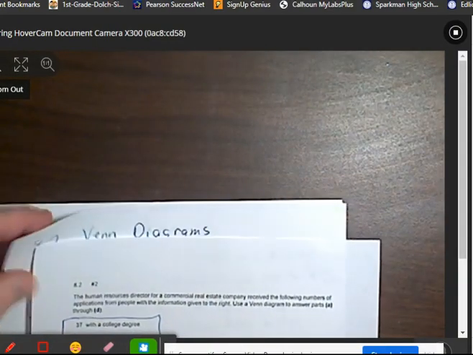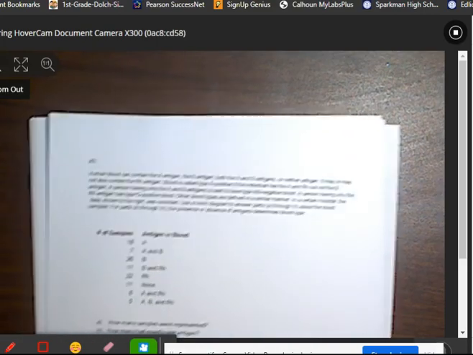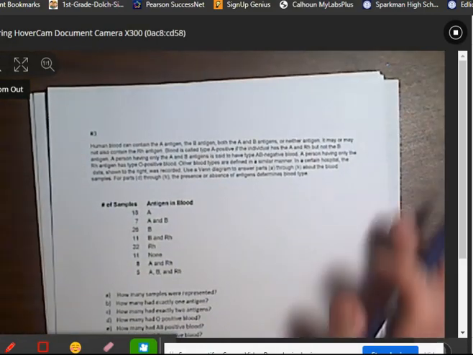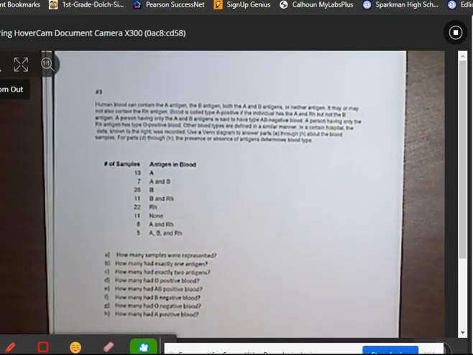All right. We'll do another Venn diagram here. Any questions before we get on to the next one? Okay. All right. So on the next page, number 3, it's got another big long problem that you have to go through on this one.